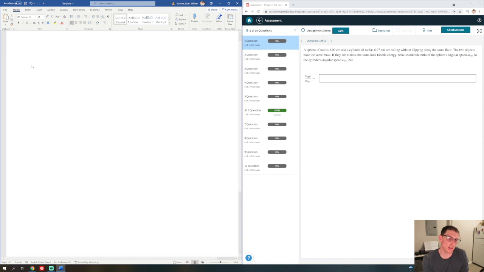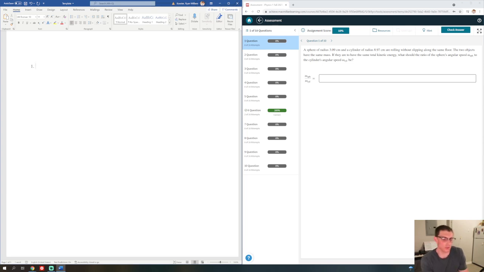The thing that I think people are forgetting here for this first problem is that when they say they have the same total kinetic energy, they're not just referring to rotational kinetic energy. They're talking about the total translational and rotational kinetic energy. Yeah, I can look at problem 6 after this.